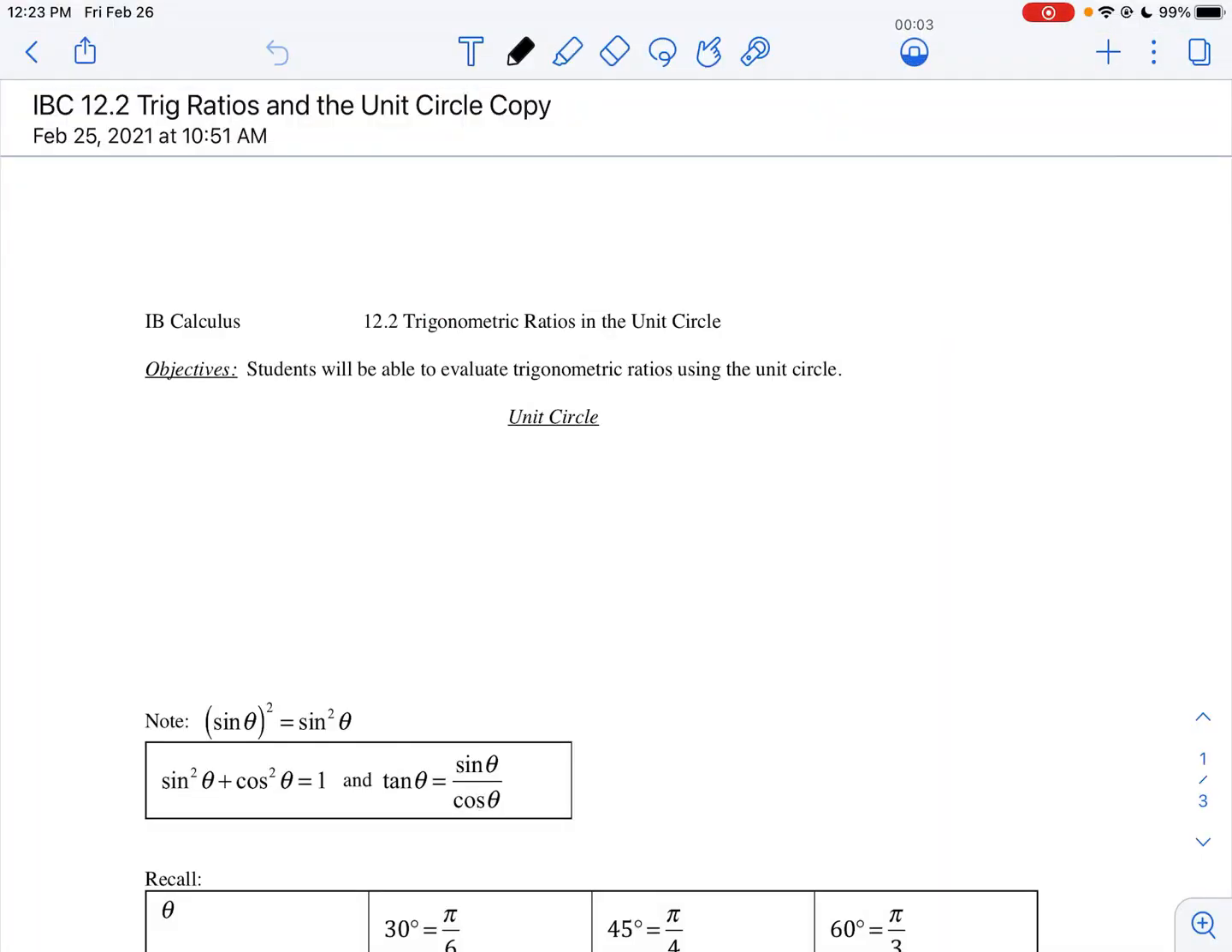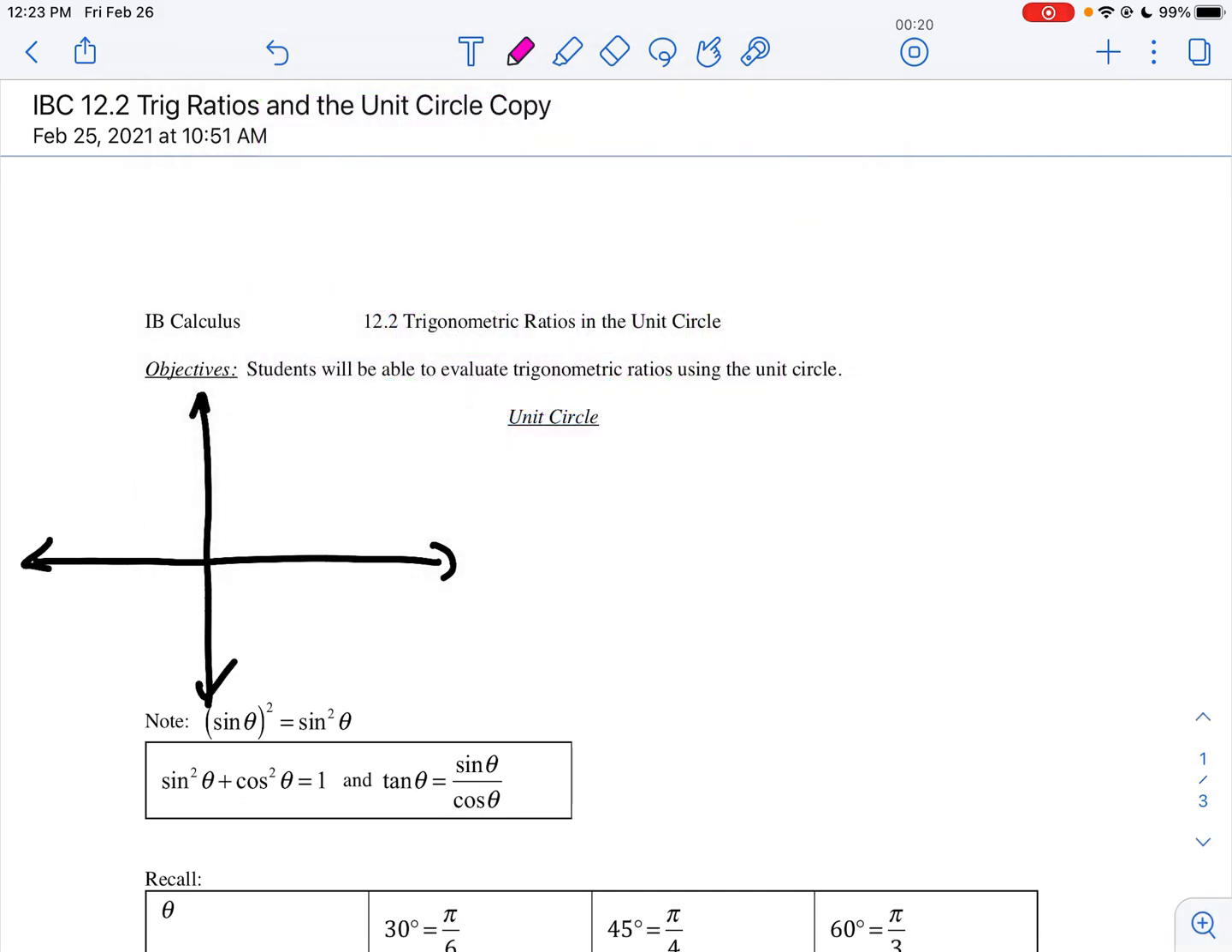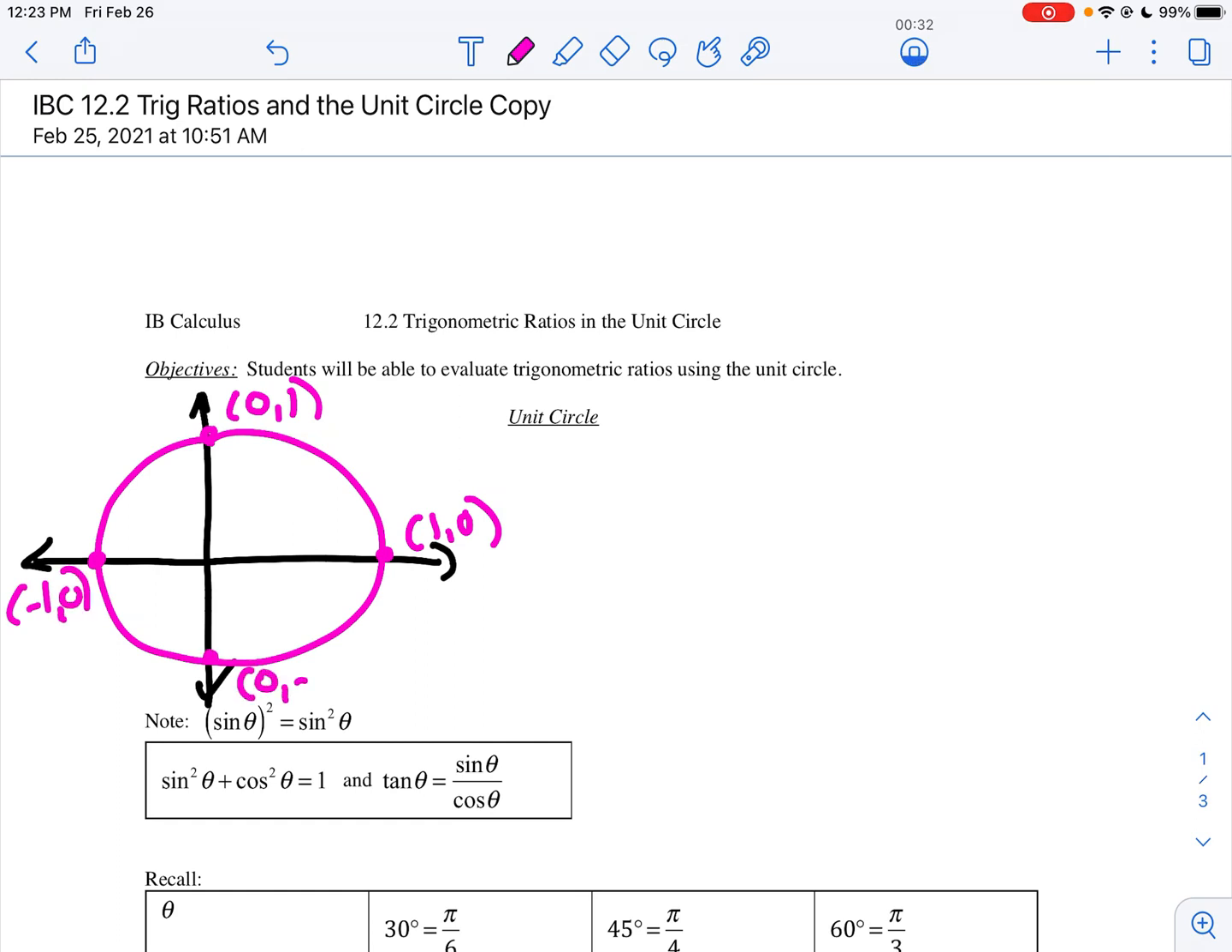Today we are looking at 12.2 notes. This hopefully will be a review for you. So we're going to start with the unit circle. A unit circle is called a unit circle because the radius of the circle is 1 unit. Then we're going to put this on a coordinate grid.